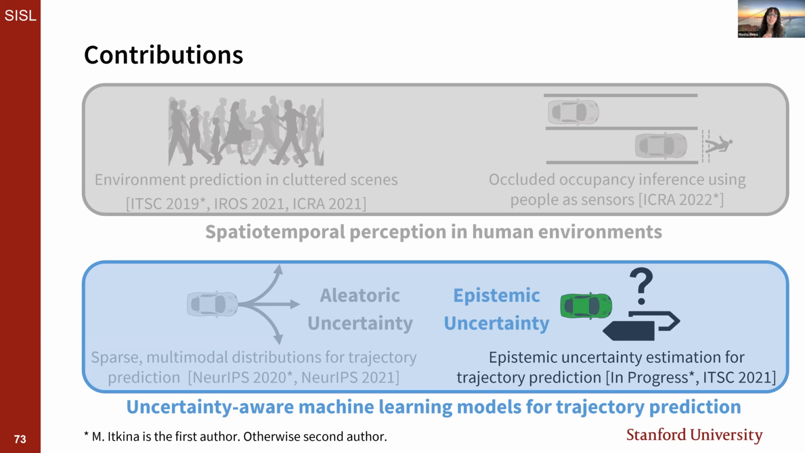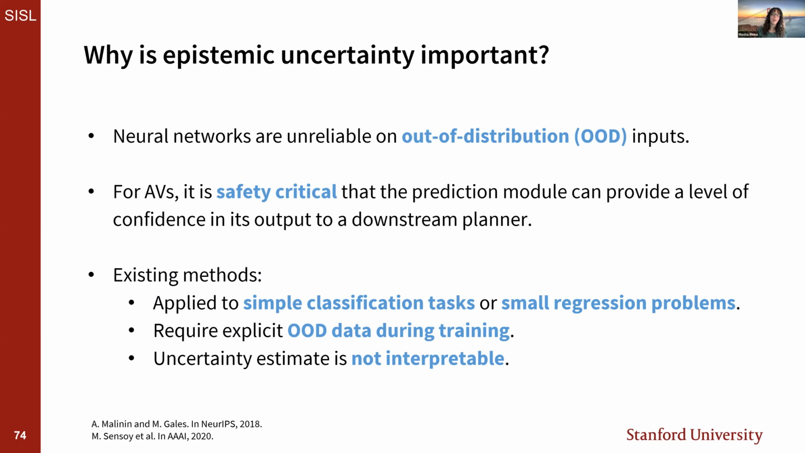Next, we consider epistemic uncertainty, which can be due to data distribution shift between training and inference time. And this is our work in progress. So why is estimating epistemic uncertainty important? Well, neural networks have been shown to be quite unreliable for out of distribution inputs. For autonomous vehicles, it is really important that the prediction module can provide a level of confidence in its output to a downstream path planner.